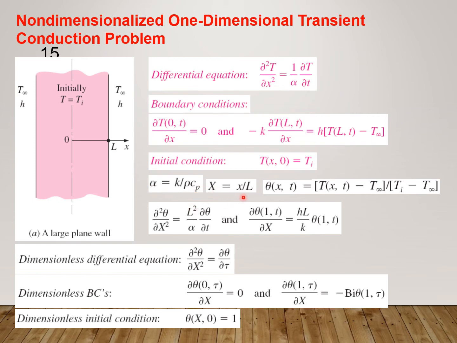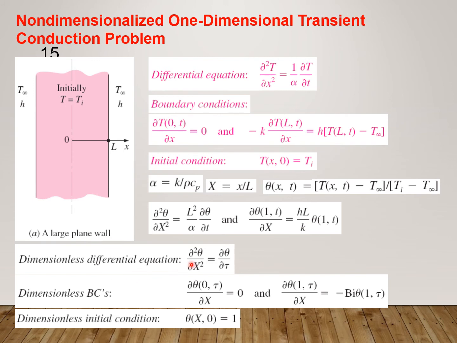X is equal to small x upon L. Theta, which is a function of x and t, is equal to capital T as a function of x comma t minus T infinity upon Ti minus T infinity. So this comes out to be del square theta upon del x square is equal to L square upon alpha del theta upon del t, and del theta bracket 1 comma t upon del x is equal to hL upon k theta 1 comma t.